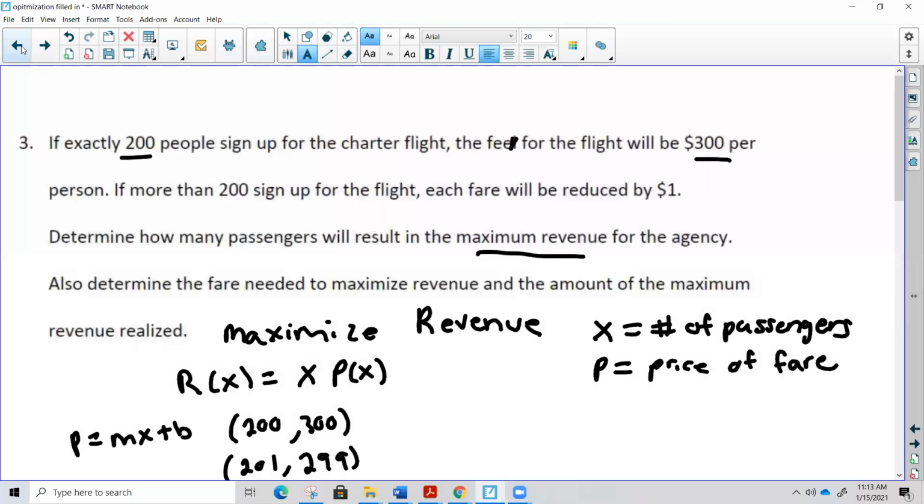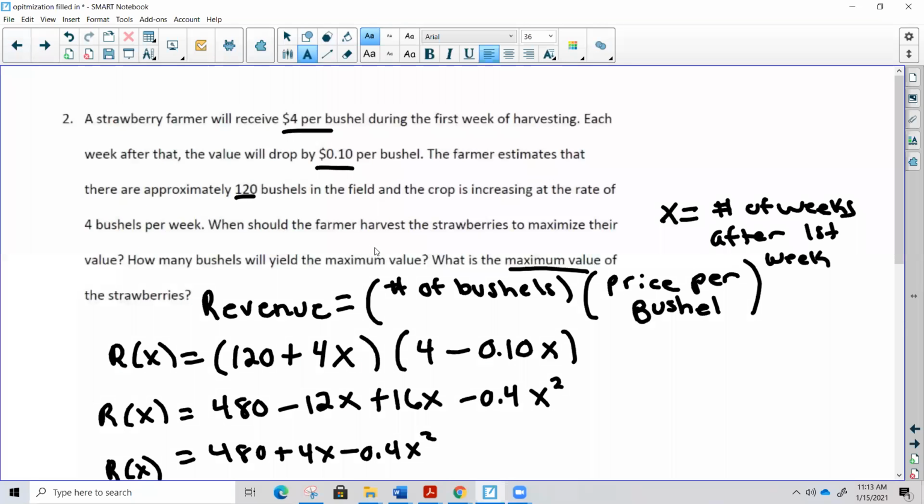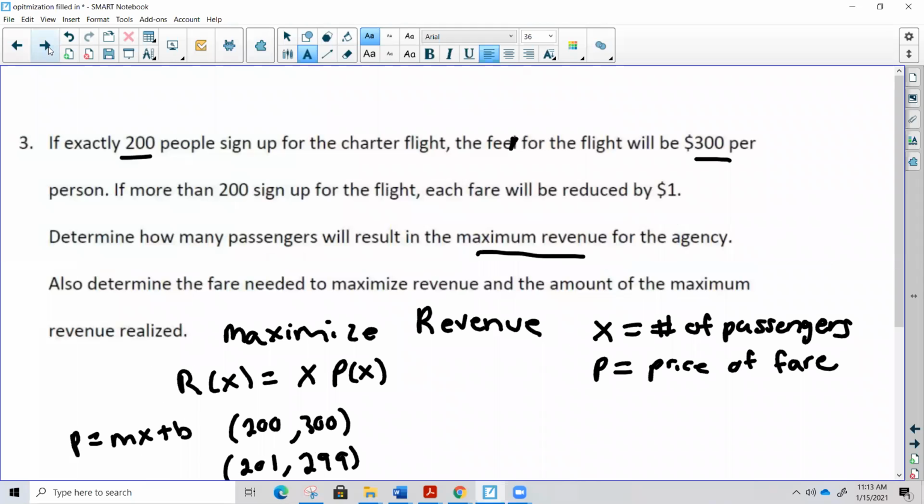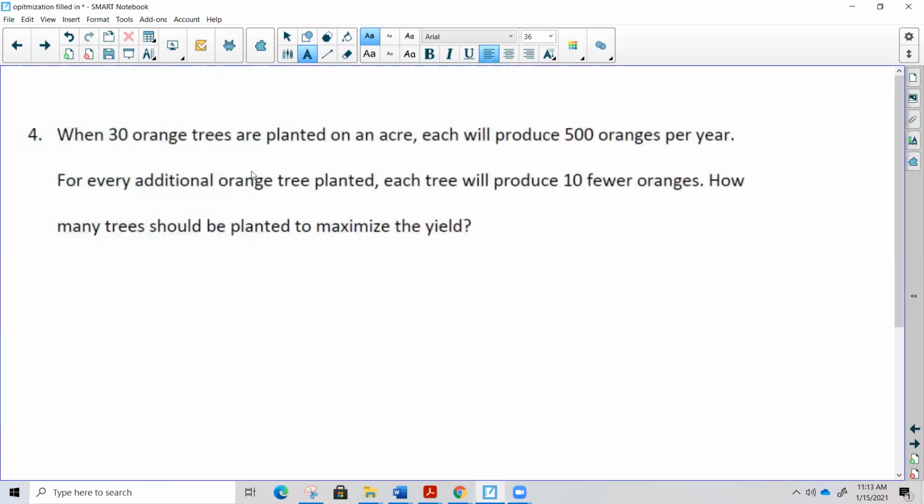You can also set this one up kind of like we did question 2 when I did the strawberry farmer in the video before. If we do it that way, though, the only thing is we would be finding the additional number of trees. So you would have to add how many initial trees there are, which is the 30 trees. So I will set it up both ways and you can pick which way you're more comfortable with.